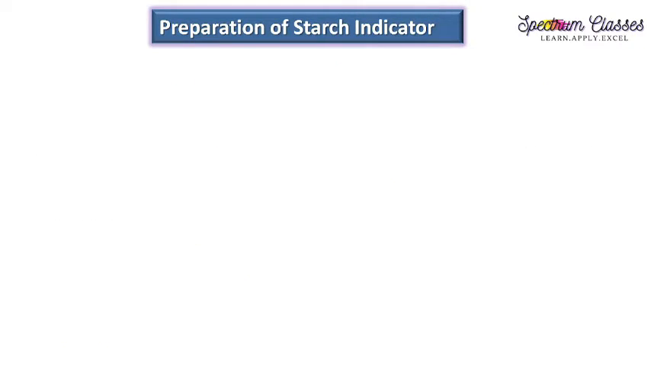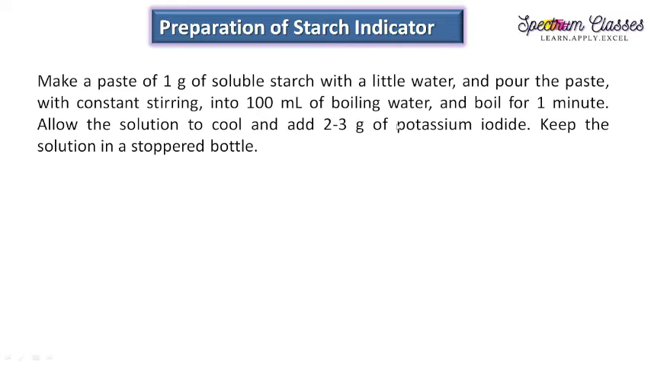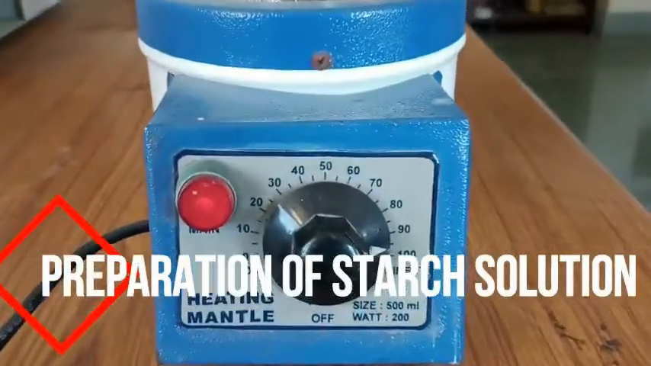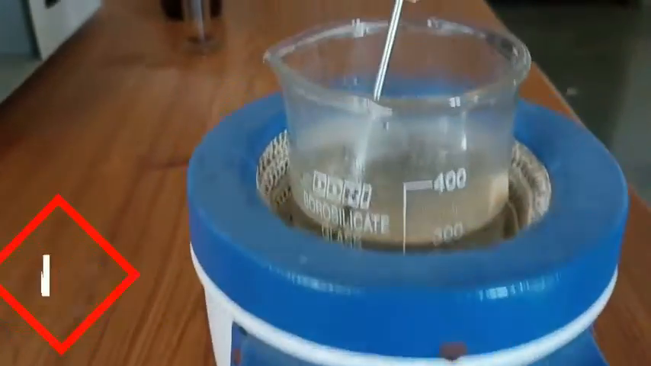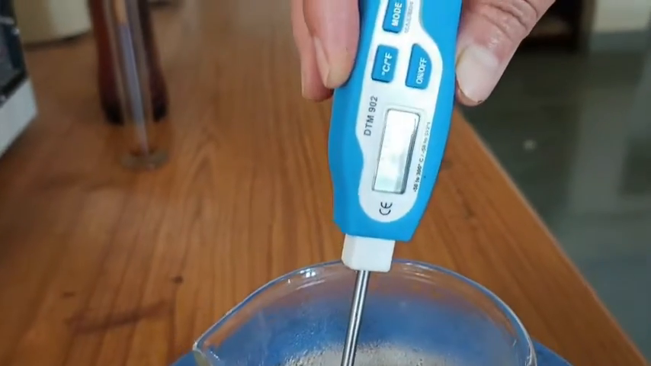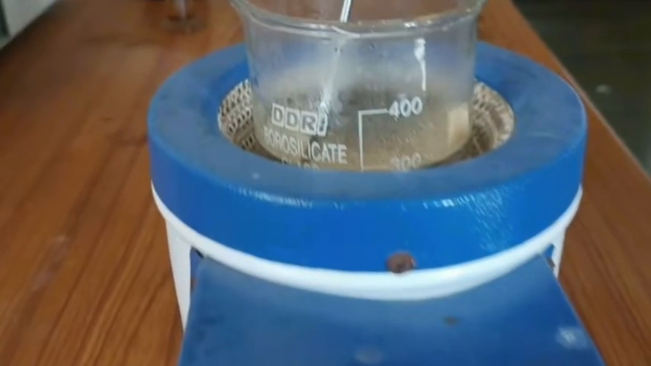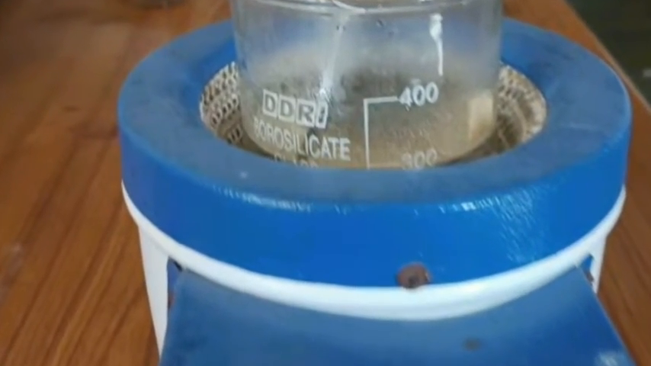So how to prepare this starch indicator? Here is the preparation method and I am going to show you the lab activity. Here I am going to boil the water in this heating mantle. You can check the temperature. So this water I leave for boiling.